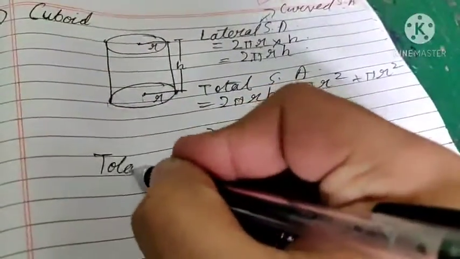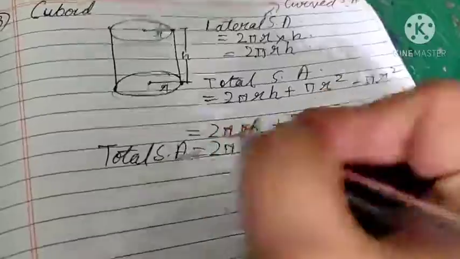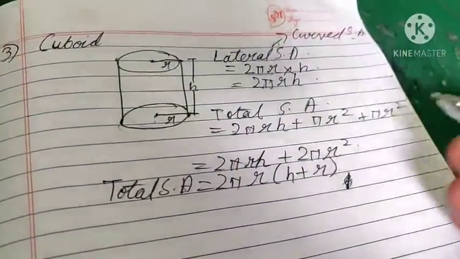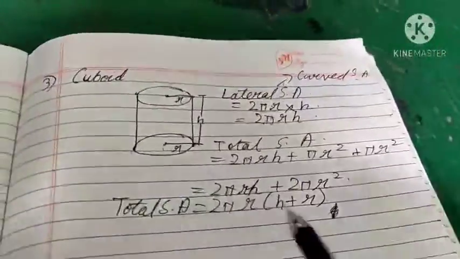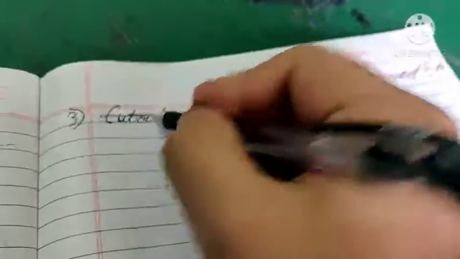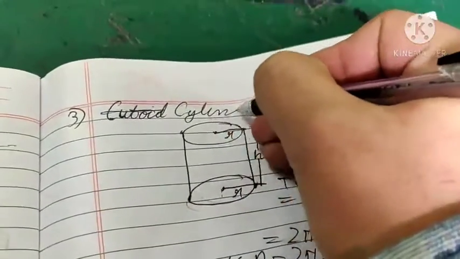Total surface area. Okay, these are the formulas for cuboid, then a cube, and then a cylinder.